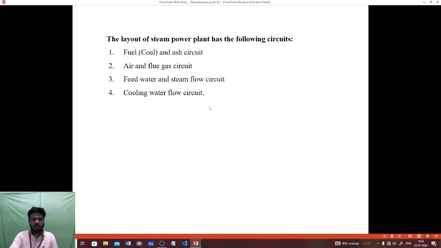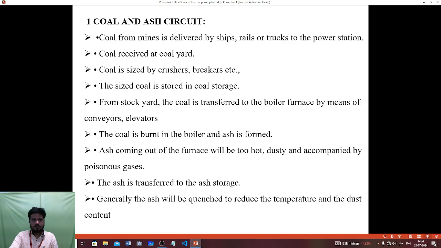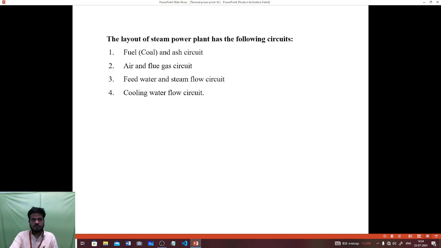Next, we are going to see about the layout of a steam power plant, which has the following circuits. Mainly there are 4 circuits. Number 1, fuel and ash circuit. Number 2, air and flue gas circuit. Number 3, feed water and steam flow circuit. Number 4, cooling water flow circuit. Now we can see in detail the layout of the circuits of a steam power plant.